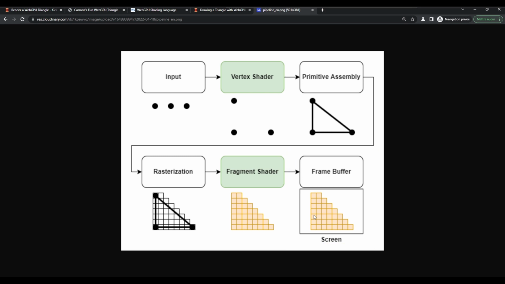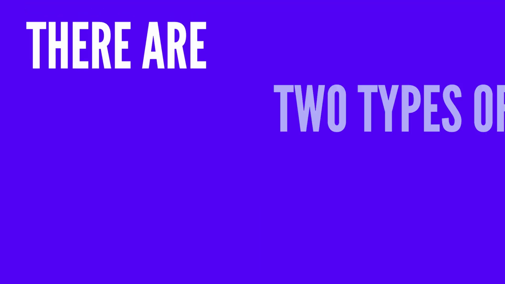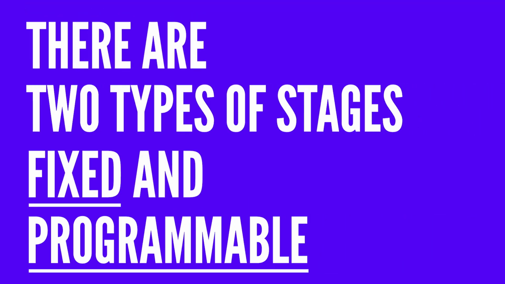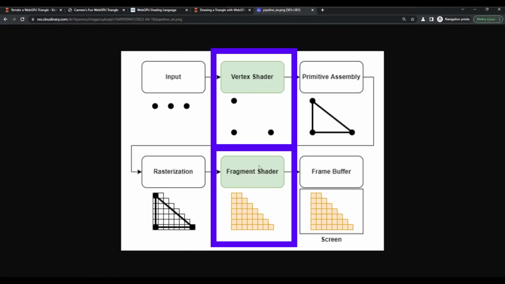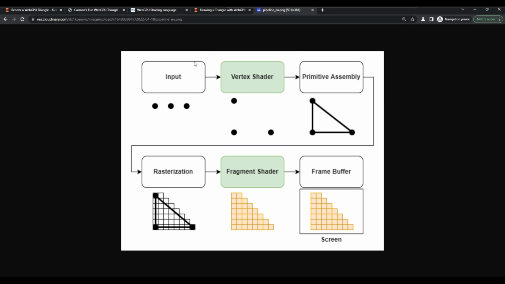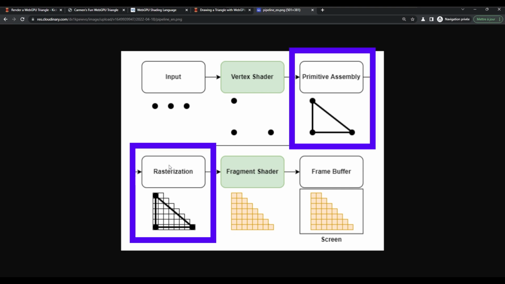Again, this was a super high level overview of the rendering pipeline. I don't want to get too much into the weeds, but the one thing that I do want to point out is that there are two types of stages of the rendering pipeline, and I've colored in the green ones here to signify that these are completely configurable by us, the developer. So we've already written our shader code for the vertex and fragment shaders. However, there are other steps here that are not so programmable, and those are considered fixed.